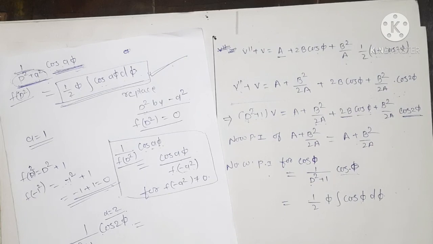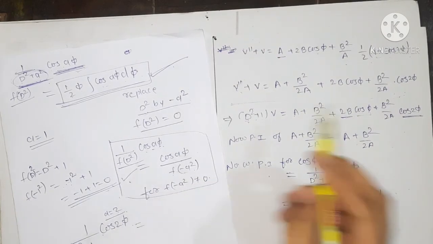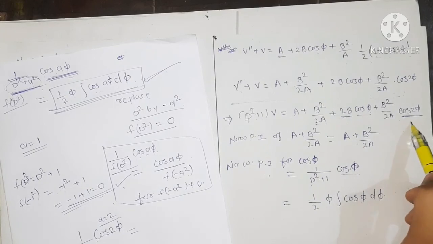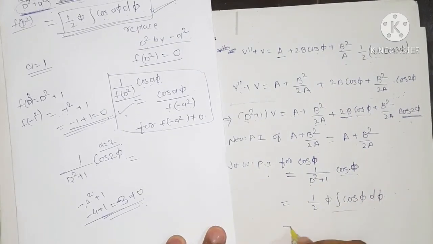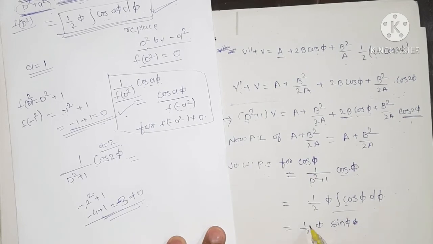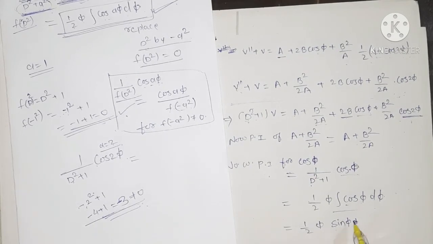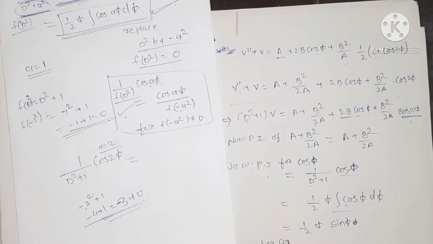So when this is not equal to 0, we use this formula to find the particular integral of cos of 2 phi. So let's see the integral of the previous one: 1 upon 2 phi, integral of cos phi is sin phi, so we have 1 upon 2 phi sin phi. Again, the particular integral for cos of 2 phi.